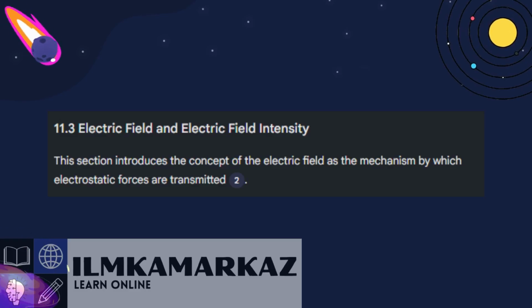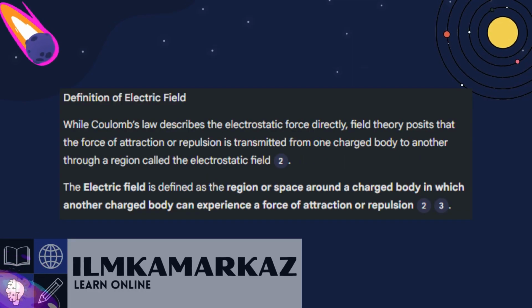Section 11.3, Electric Field and Electric Field Intensity. This section introduces the concept of the electric field as the mechanism by which electrostatic forces are transmitted. Definition of electric field. While Coulomb's law describes the electrostatic force directly, field theory posits that the force of attraction or repulsion is transmitted from one charged body to another through a region called the electrostatic field.